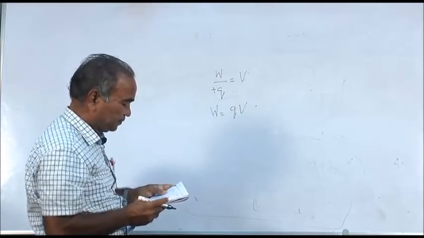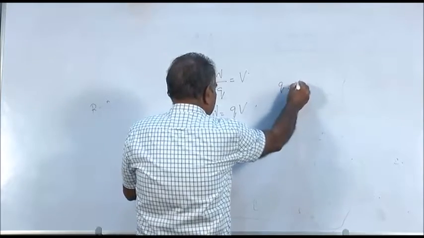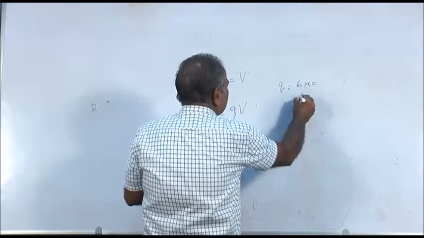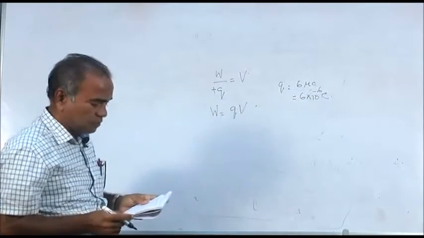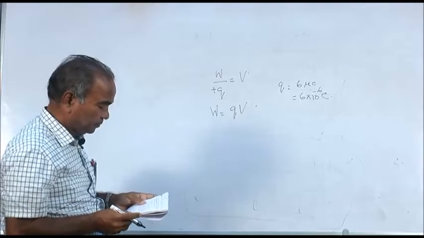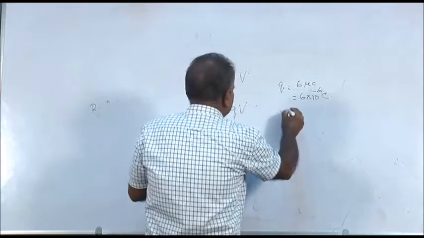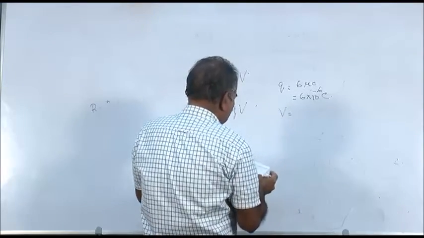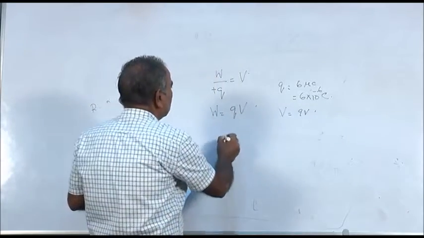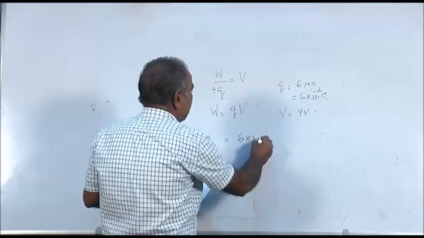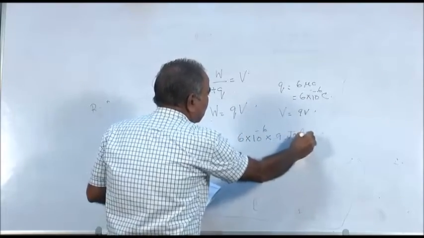Q is given: Q is equal to 6 microcoulomb, micro means 10 to the minus 6 coulomb. Charge given is 6 into 10 to the minus 6 coulomb, and the potential of the battery, that is V, is given as 9 volt. So W will be equal to Q, 6 into 10 to the minus 6, into 9, and the work unit is joule. So this is in the SI system.